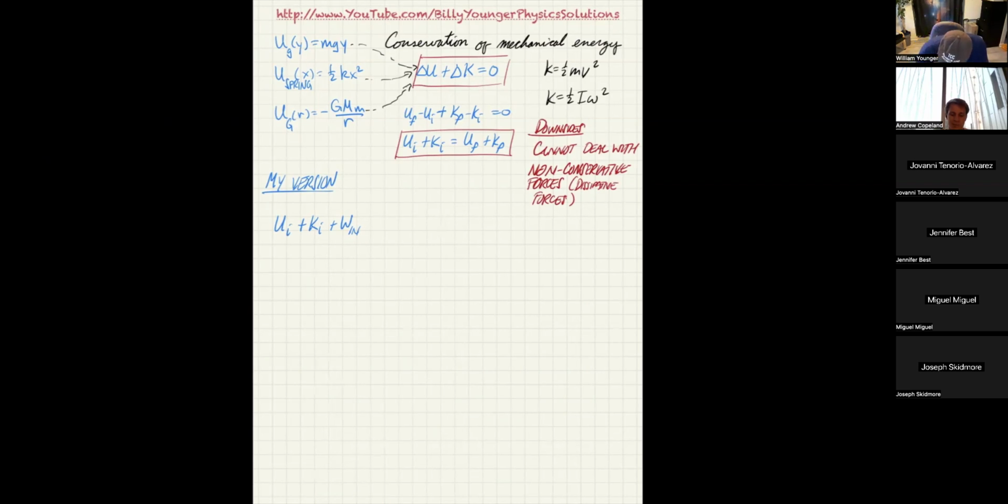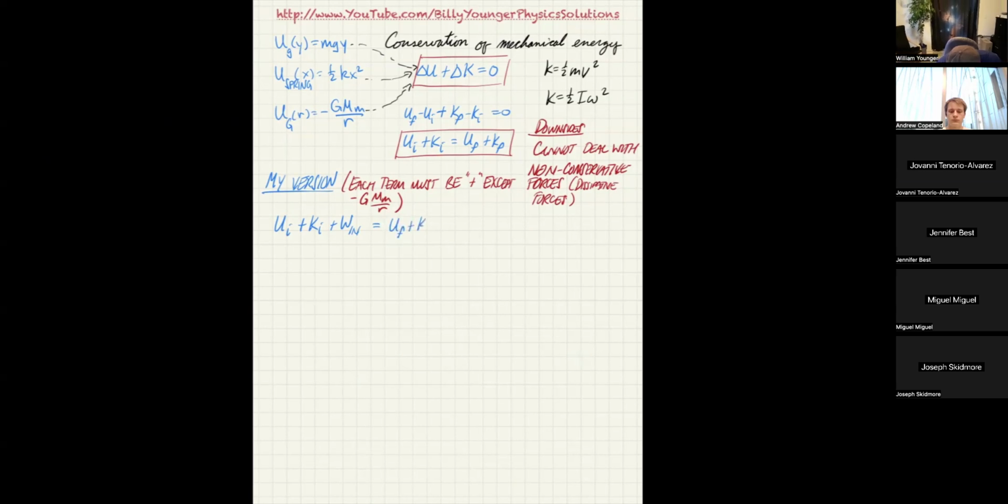So I'll write right here, each term must be positive except negative GMm over r. Okay. Any other terms you have to be positive, but that one could be negative, and it'd be negative on both sides. That's the key thing to know. Now that's the left-hand side. The right-hand side is going to be U final plus K final plus, guess what?